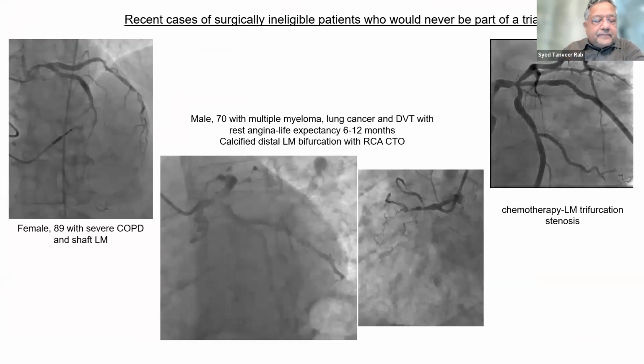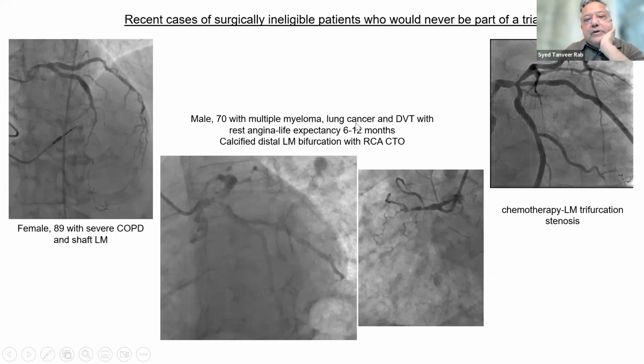For example, this is a female, the first picture here, 89 years of age, with severe COPD and has shaft left main disease. No other disease elsewhere, great candidate for left main PCI. On the other hand, this is a 45-year-old patient who had cancer with an expected life expectancy around 18 months, and he has a bifurcation stenosis. He was sent to me for PCI, and actually he survived all chemotherapies, lived through 5 years, and he got left main PCI. Now, this 70-year-old patient has multiple myeloma, lung cancer, and DVT with rest angina.